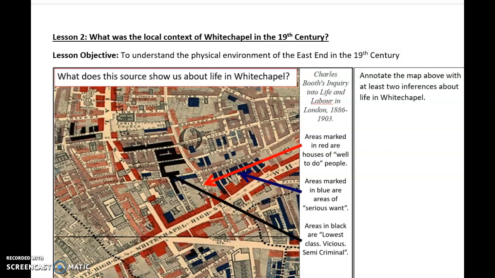Number 1, find somewhere quiet to watch this video. Number 2, sit at a desk or a table. Number 3, turn off all distractions. Number 4, have a pen and your old history exercise book or lined paper to hand. And number 5, always remember you can pause this video and repeat it whenever you need.